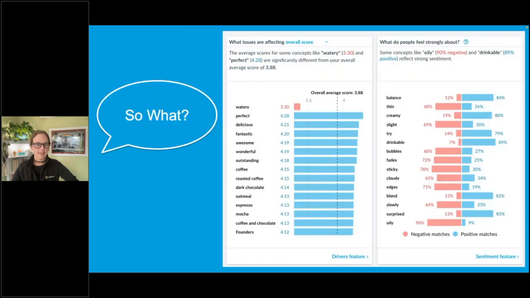Second is, so what? How are people feeling? What words are being used to articulate those feelings? Is this thing a silver lining in an otherwise terrible story? Or is this one disappointment in an otherwise fantastic experience?